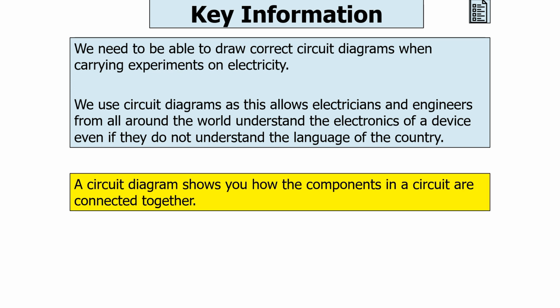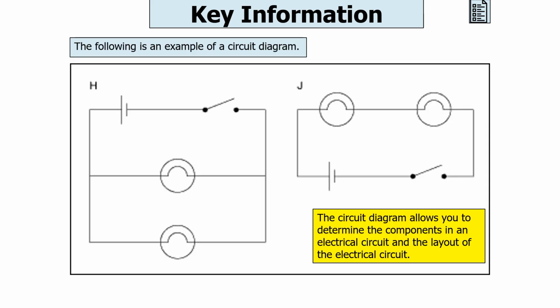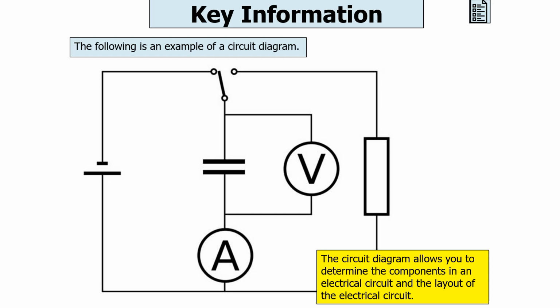Now a circuit diagram shows how the components in a circuit are connected together. So the following is an example of a circuit diagram. So it allows you to determine the components in an electrical circuit and the layout of the circuit. Here's another example of a circuit diagram.